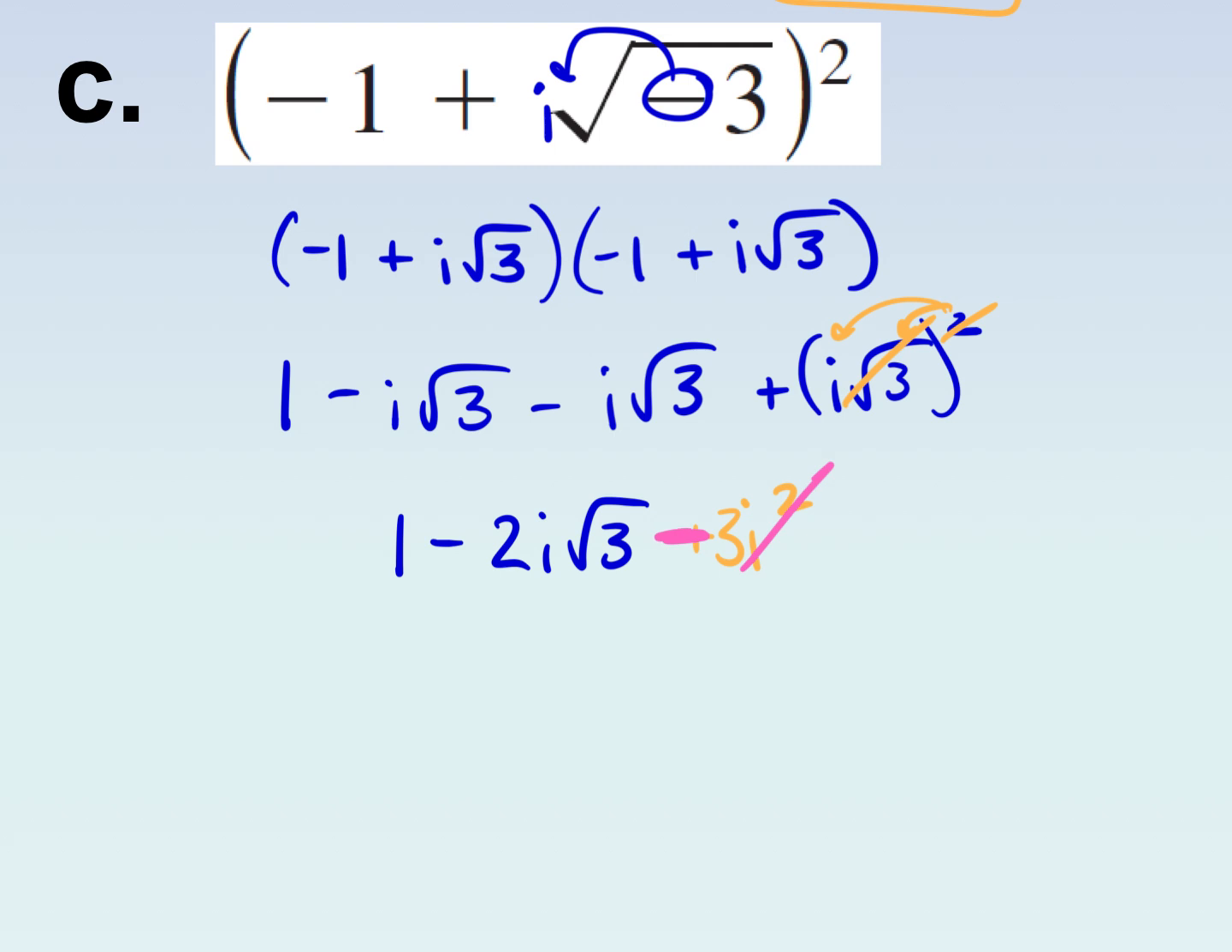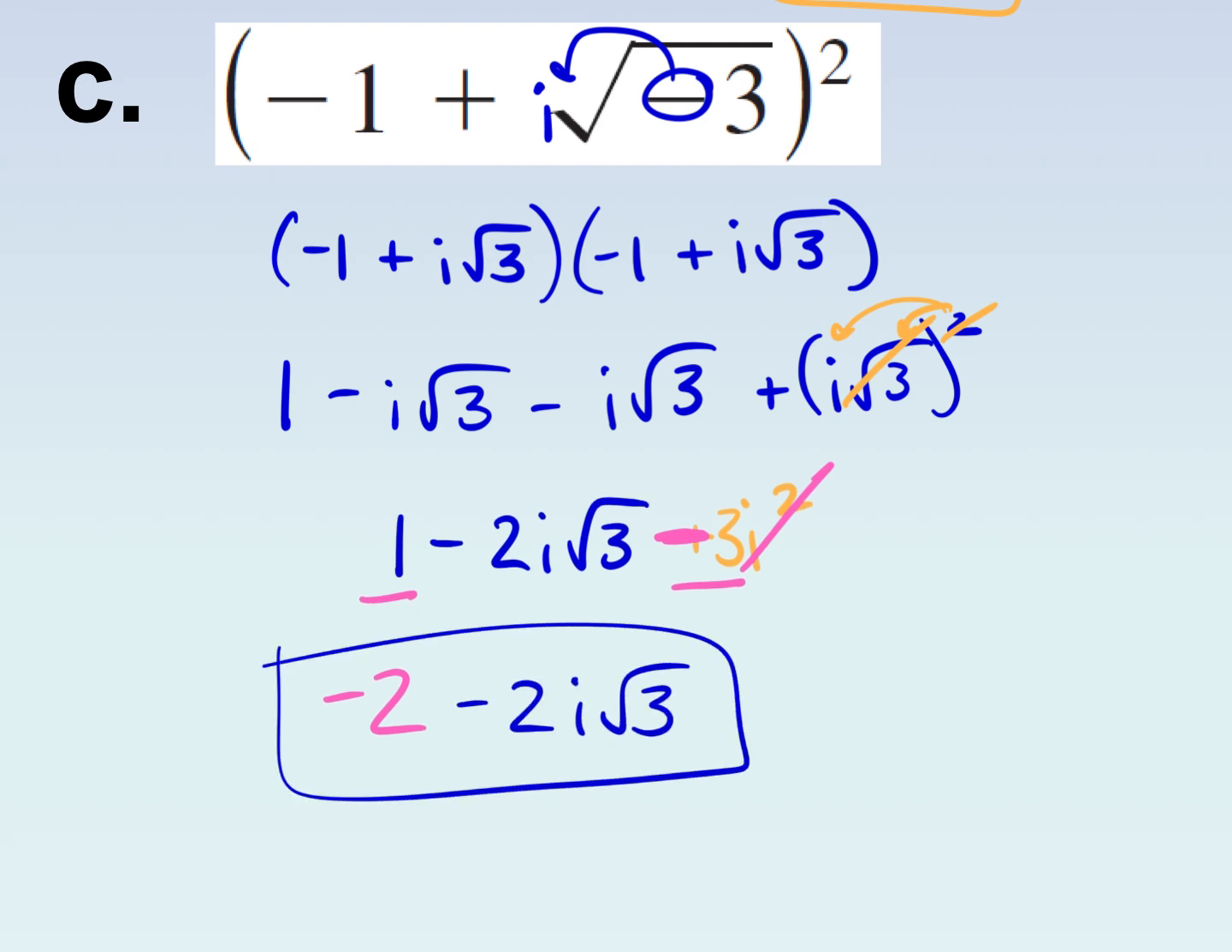Last step, got to combine my like terms. So 1 minus 3 would be -2. So -2 minus 2i square root 3. Is this in standard form? Yeah, real part has to come first, imaginary part comes second.